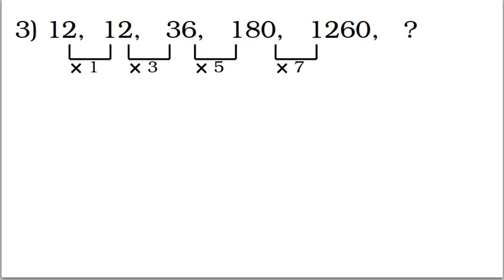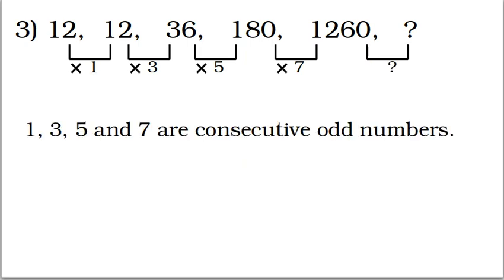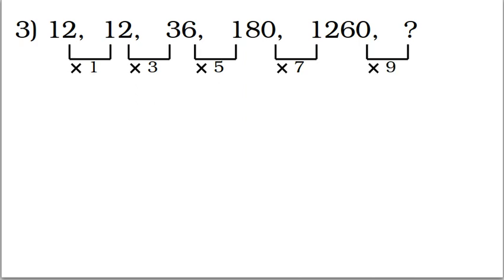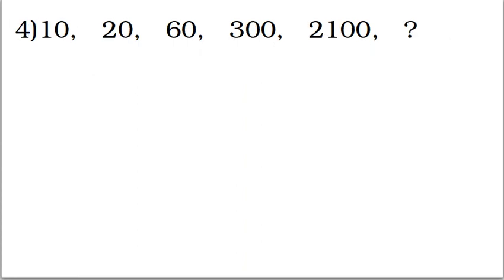180 into 7 gives you 1260. If you observe the numbers 1, 3, 5 and 7, we know that these four numbers are consecutive odd numbers. So 1260 should be multiplied by 7's next odd number, which is 9. So your answer will be 11340. Now let us move on to the fourth question.